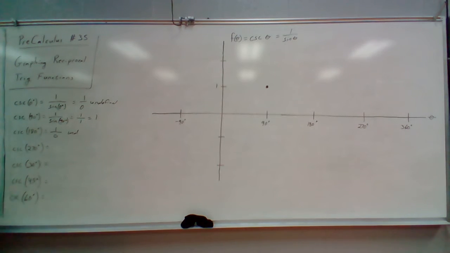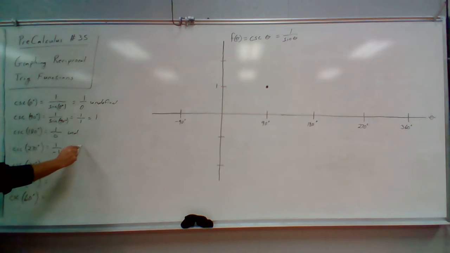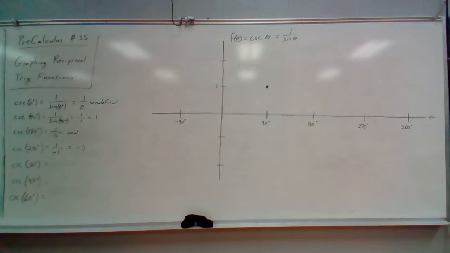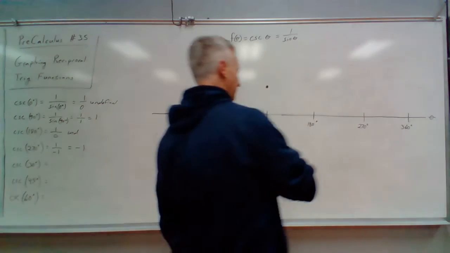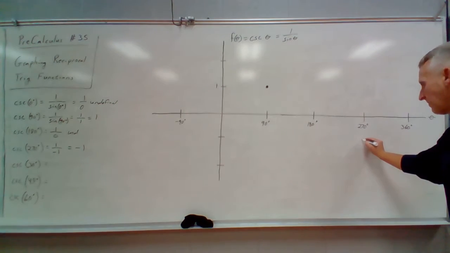The cosecant of 270 degrees. That would be 1 over the sine of 270 degrees, which was negative 1. So we get a negative 1 for 270 degrees.